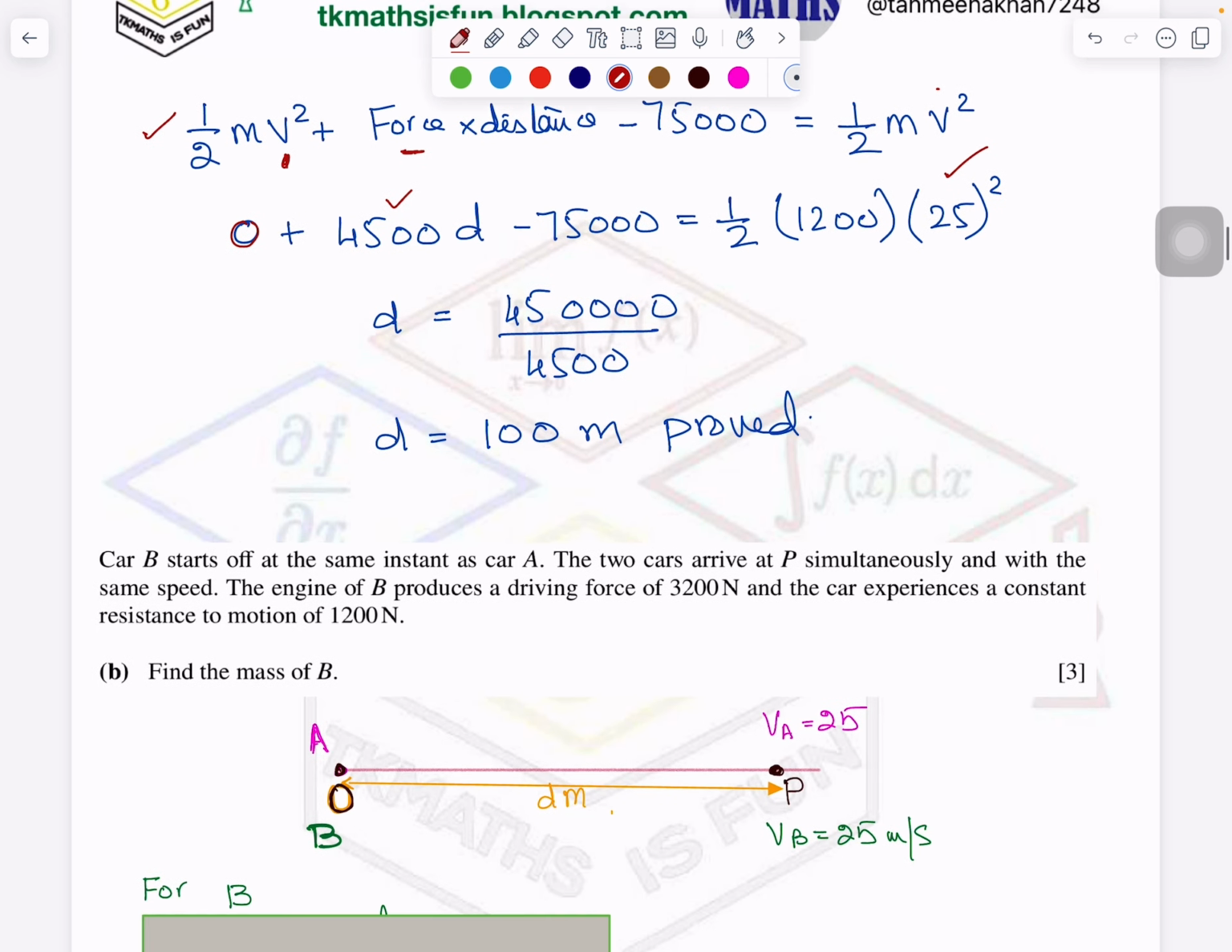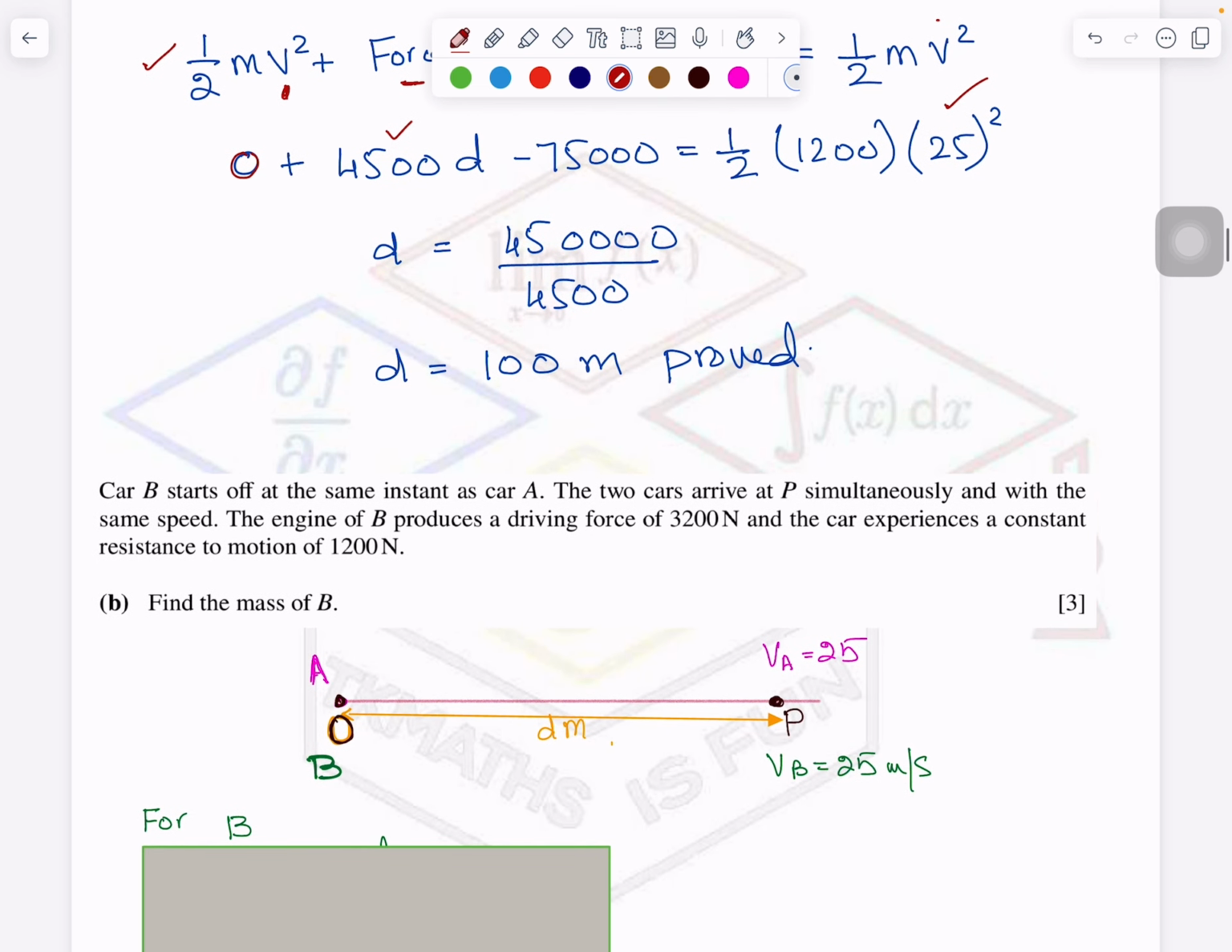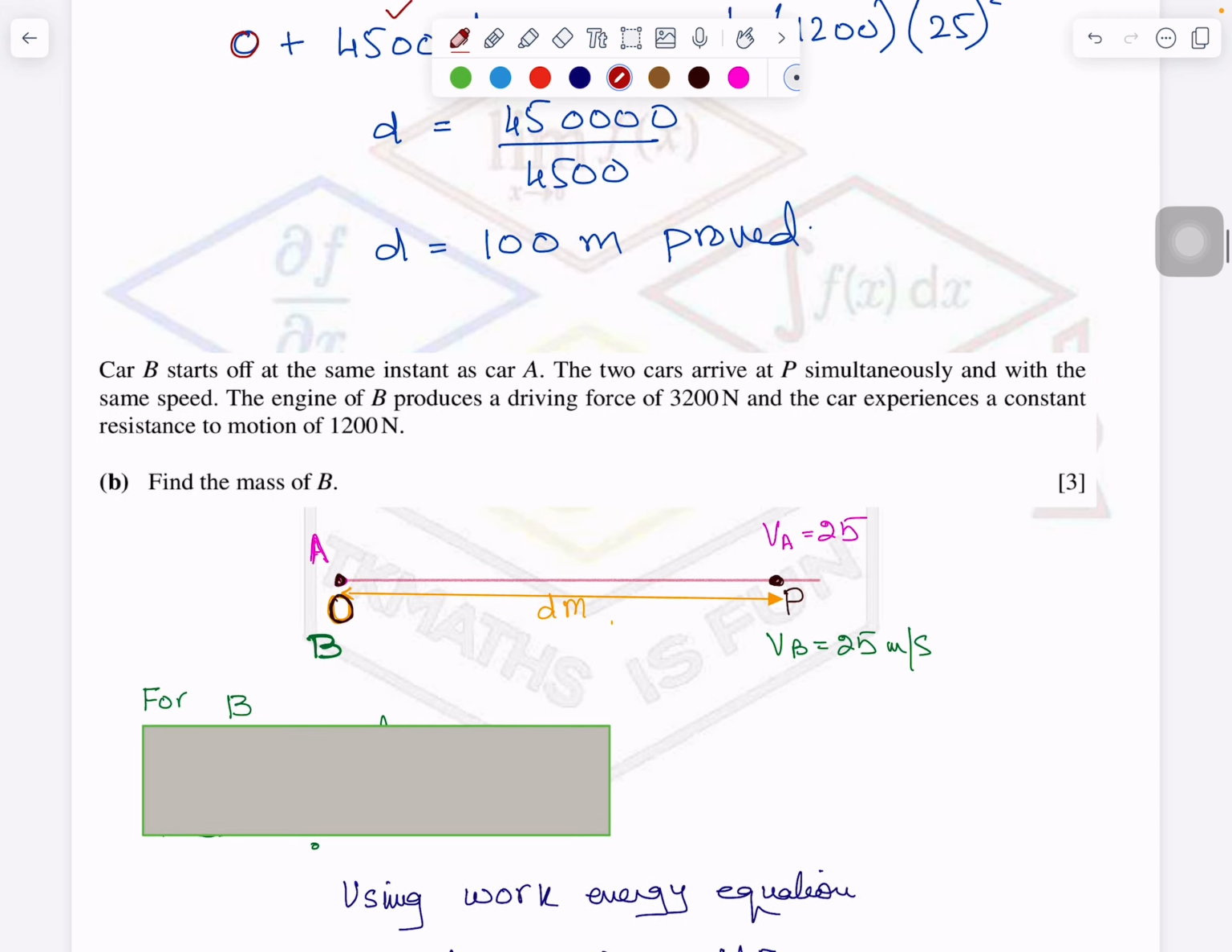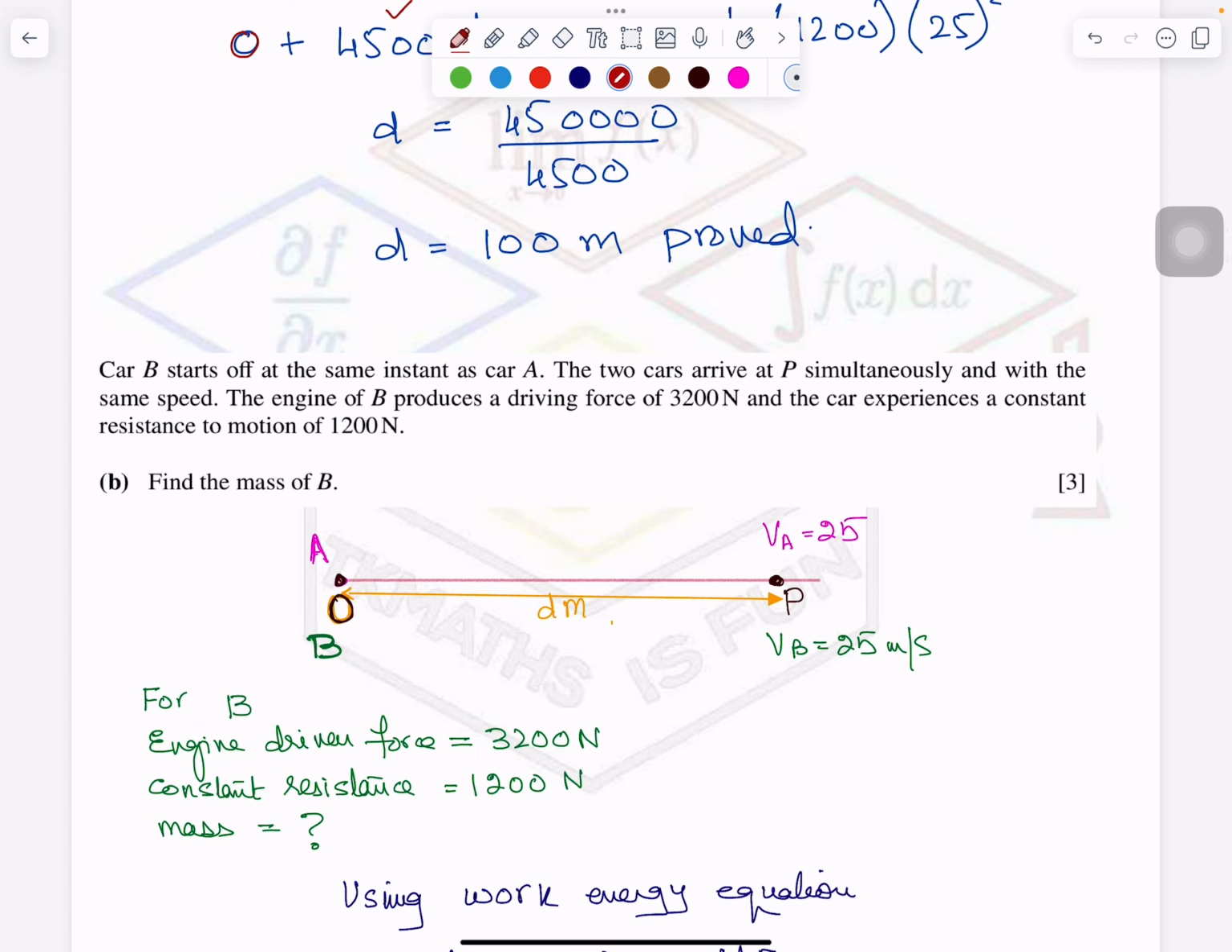Now let's see part B. Part B is with reference to car B. I have again put down all the information of car B here from the question. So let's read it here. Car B is also starting from the same point O. That's why I've written B here at point O. And the engine of B is producing a driving force of 3200 newtons. So I've mentioned that here. And the car is experiencing again a constant resistance to motion, 1200 newtons.